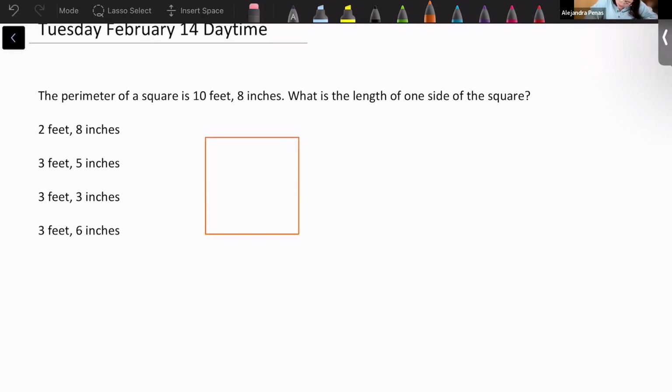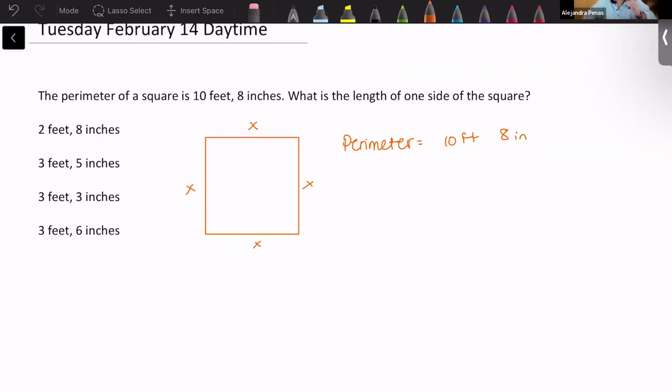Now they tell me that the perimeter is equal to 10 feet and 8 inches. And they're asking me what is the length of each side. The number one thing we should all know about squares is that all 4 sides measure the same. So that means that if we call this x, this is also x, this is also x, and this is also x. Now, the only additional piece of information that they gave us is the perimeter.